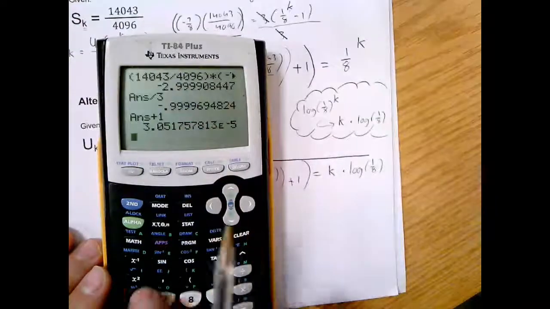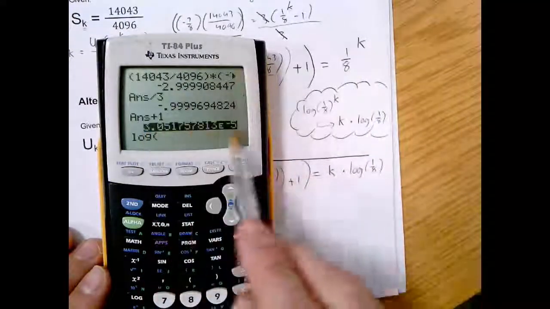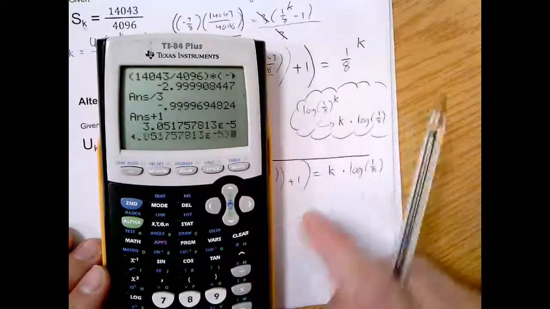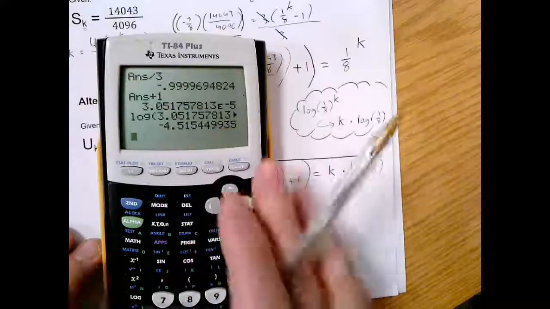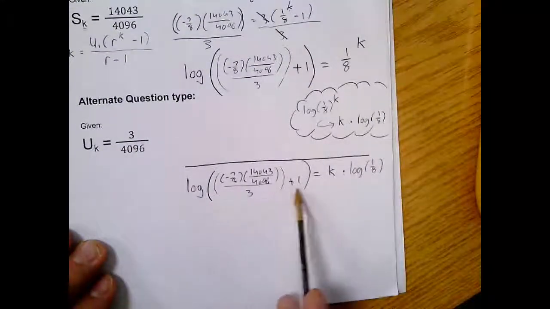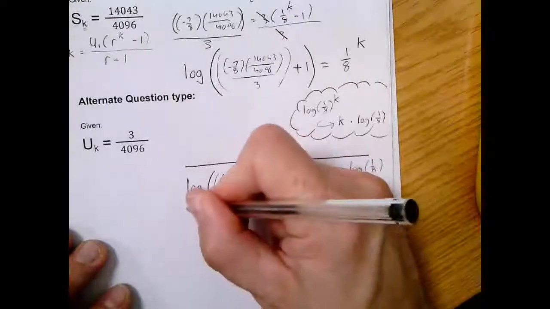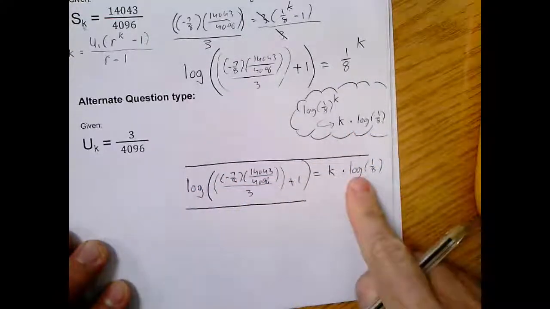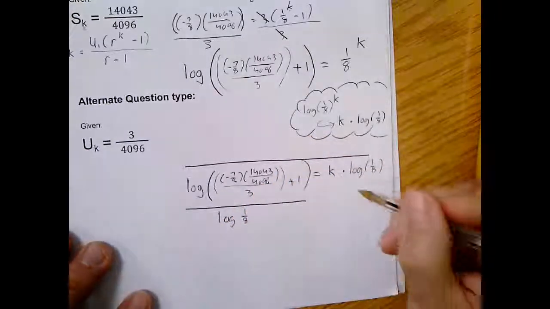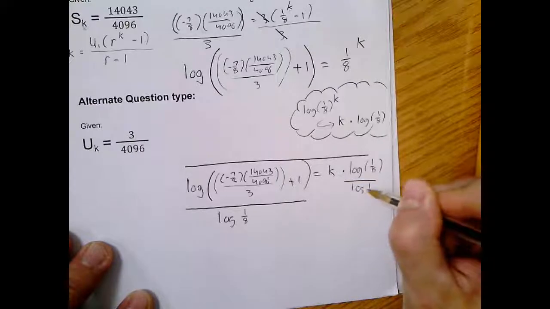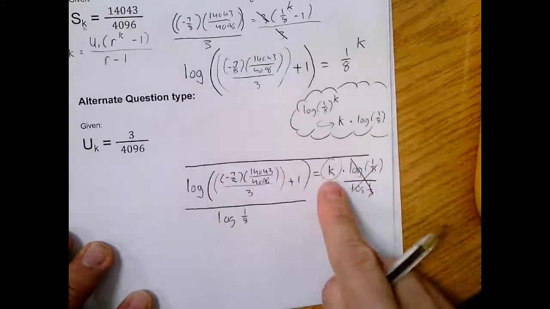So watch, I just hit log, easy peasy, go up, highlight all that information, hit enter, close my parentheses, and hit enter. Now that value right there is all of this. We are cooking. And now I just need to divide all of this by log 1/8. And if I divide this side by log 1/8, those would cancel. And you can see k is now all by itself.